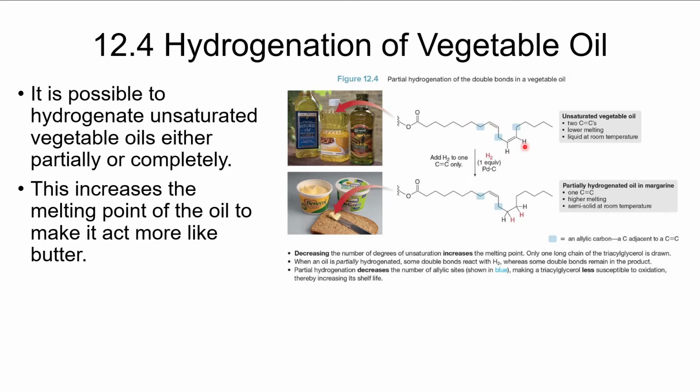Because they're in the cis configuration, we'll find that these don't form crystals very easily, and so these tend to be liquids at room temperature. Well, when you hydrogenate some of them, you will find that they more easily turn into a solid, and so they're more likely to be a solid at room temperature, and they're more likely to act like butter. And so that's a partial hydrogenation. That's a partially hydrogenated vegetable oil.